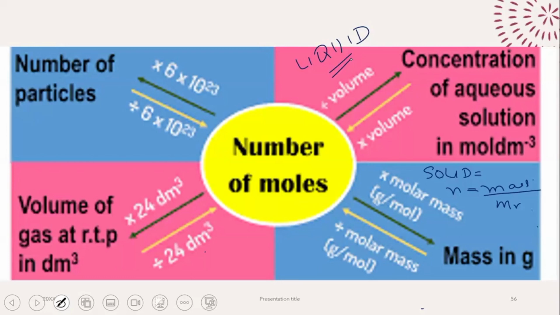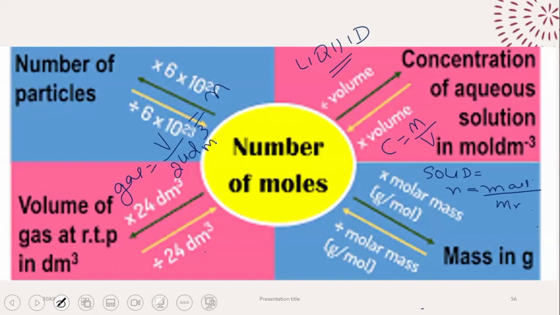for liquids, we are going to do concentration is equal to moles upon volume, right? So for liquid, we use this formula. Concentration is equal to moles upon volume. And finally, if you are dealing with a gas, you can use the formula volume divided by 24 dm cube. This is equal to the number of moles. So if you want to find the number of moles of a gas, simply take the volume of the gas and divide it by 24.